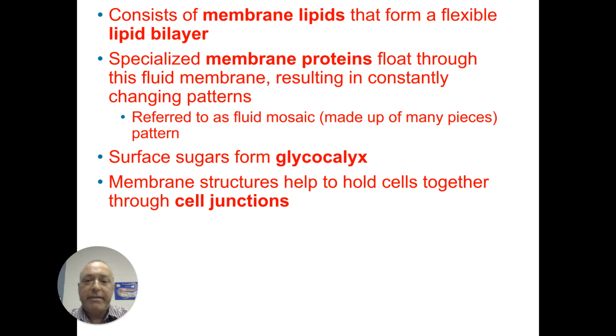So the cell membrane consists of membrane lipids that form a flexible lipid bilayer, and we're going to look at that structure in just a second. It's also been called the fluid mosaic model, looking at the fluidity of the membrane and all of its components. There are surface sugars called the glycocalyx, as well as cell junctions that hold the cell together.